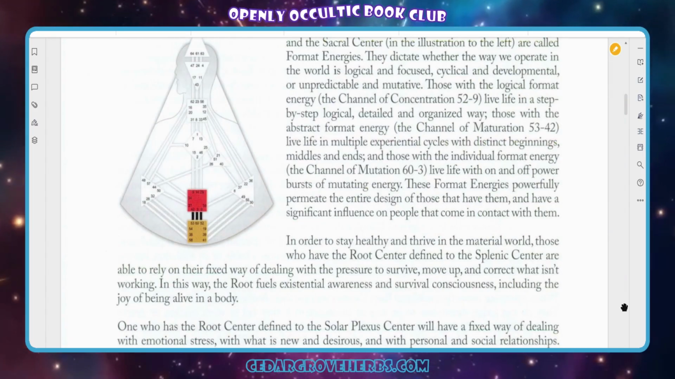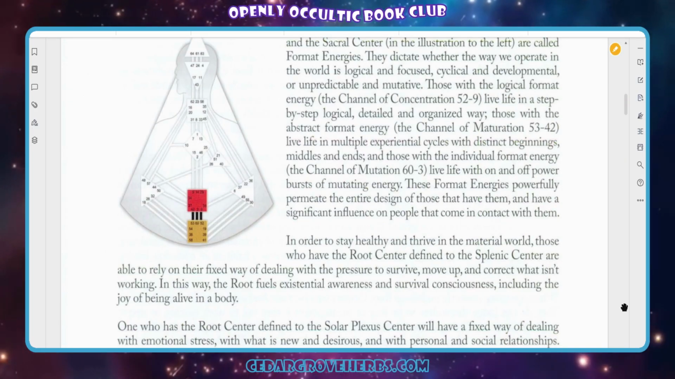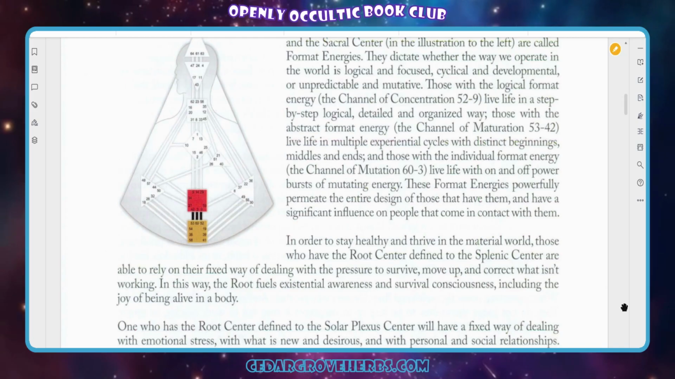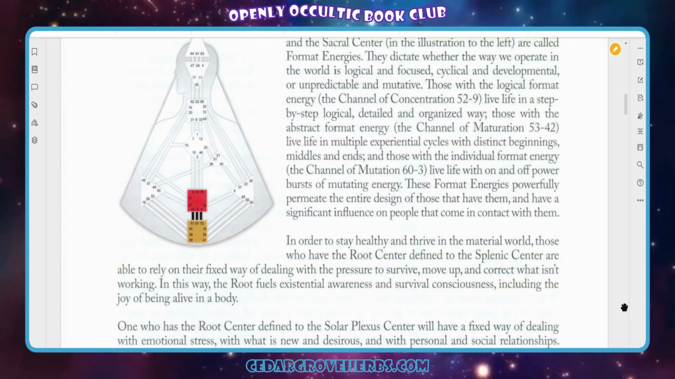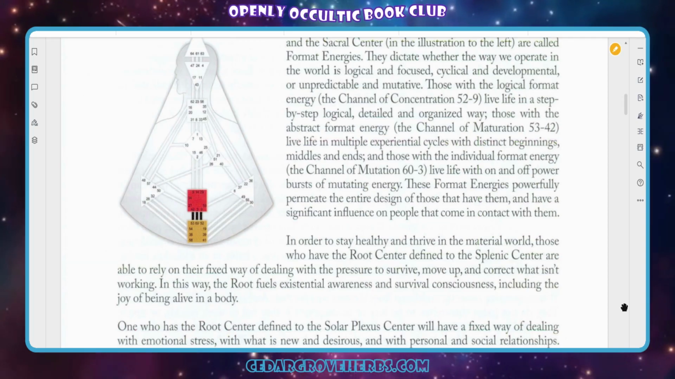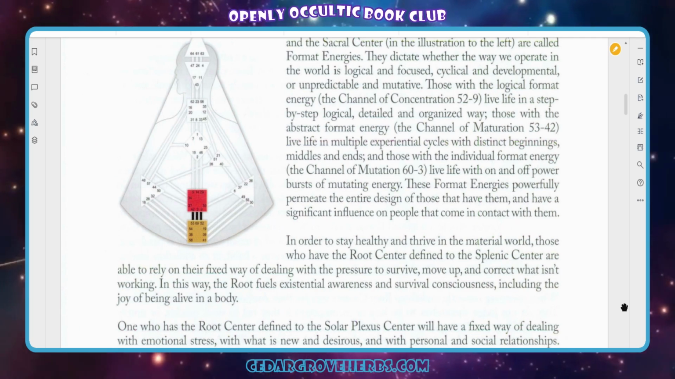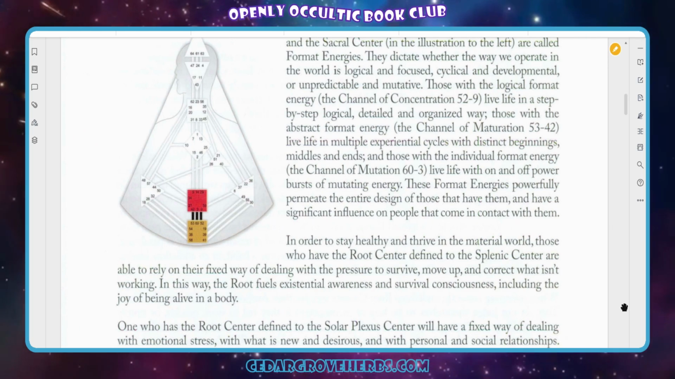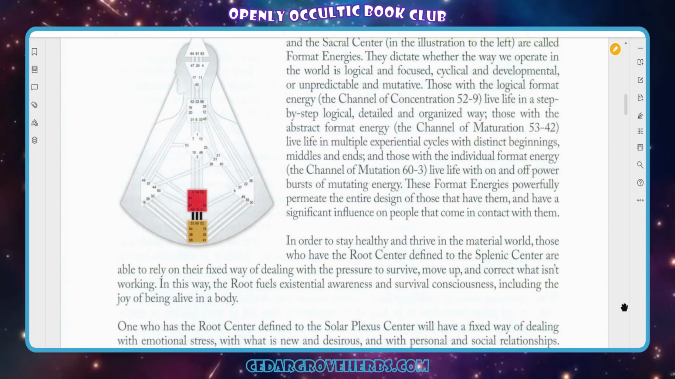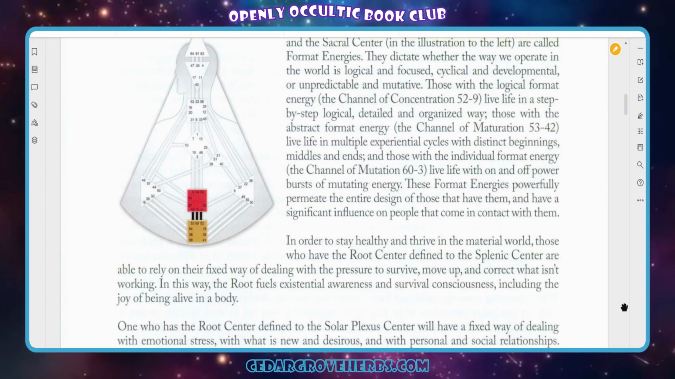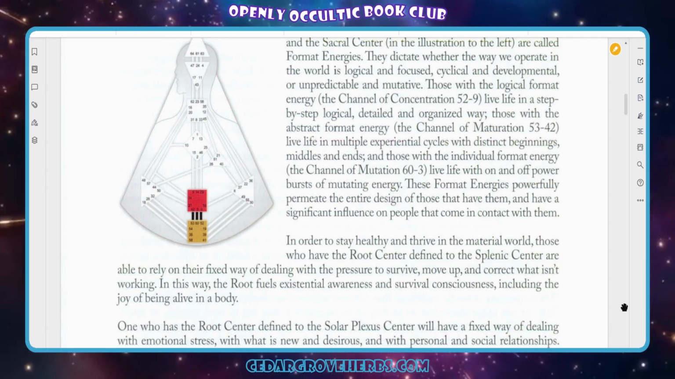These people live life in multiple experiential cycles with distinct beginnings, middles, and ends. This is the channel of maturation. And then you have the channel of mutation in the middle, gate 60 and 3. Those who have this channel live life with on and off power bursts of mutating energy. Now, these formative energies powerfully permeate the entire design of those that have them and have a significant influence on people that come in contact with them.